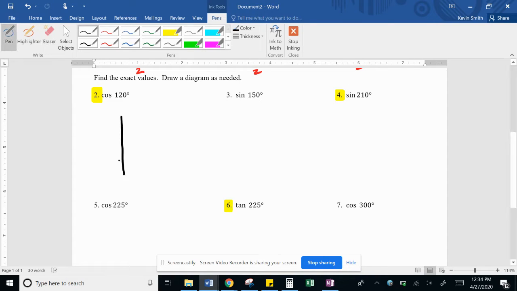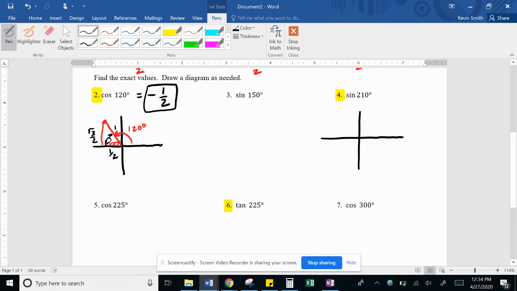So for number 2, of course, I always like to draw a diagram. I will be in the second quadrant here. This is 120 degrees. That means my reference angle is 60, which means I have a root 3 over 2 here and a 1/2, and my radius is 1. I need to find the cosine of 120. So cosine will be negative in the second quadrant, and the cosine of 120, adjacent over hypotenuse, will be negative 1/2.